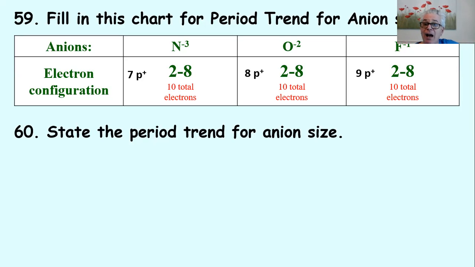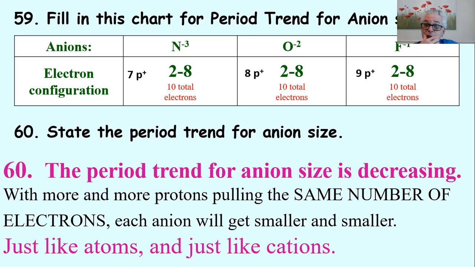With more and more positive protons in the center, there's a greater and greater inward attraction. So what would be the trend for the anion size? They're going to get smaller. For the same reason the cations get smaller, for the same reason the atoms get smaller going across a period. Same orbitals, in this case identical orbitals, more and more protons pulling tighter and tighter and tighter makes them get a little bit smaller. So the period trend for anion size is decreasing.